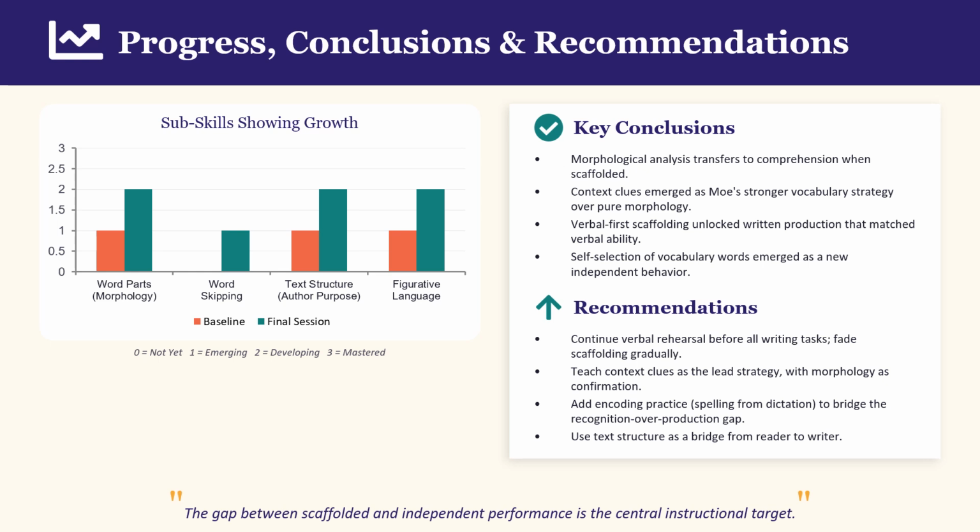So for recommendations, I would say any teacher working with a student like Mo should continue verbal rehearsal before all writing tasks and fade the scaffolding gradually. So teach context clues as the lead vocabulary strategy and use morphology as confirmation rather than the other way around. I would add encoding practice like spelling from dictation to bridge the recognition over production gap. And I would use text structure as a bridge from reading into writing, which is something that worked well for Mo in our later sessions.